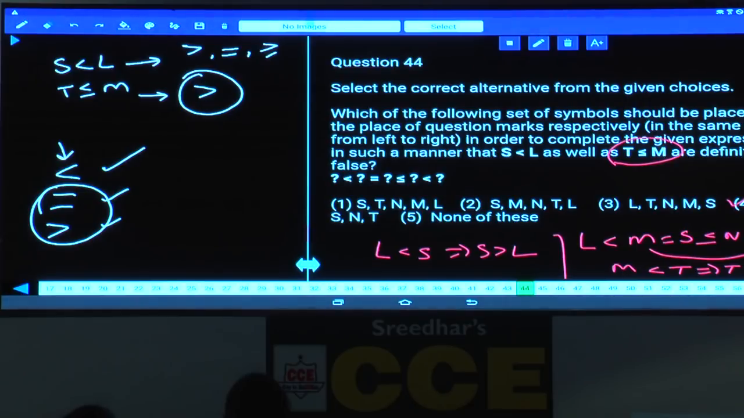Now if you replace these letters in the same order from left-hand side to right-hand side, I can prove S lesser than L as well as T lesser than or equals to M, both false. Done with this? Now this is about question number 44.